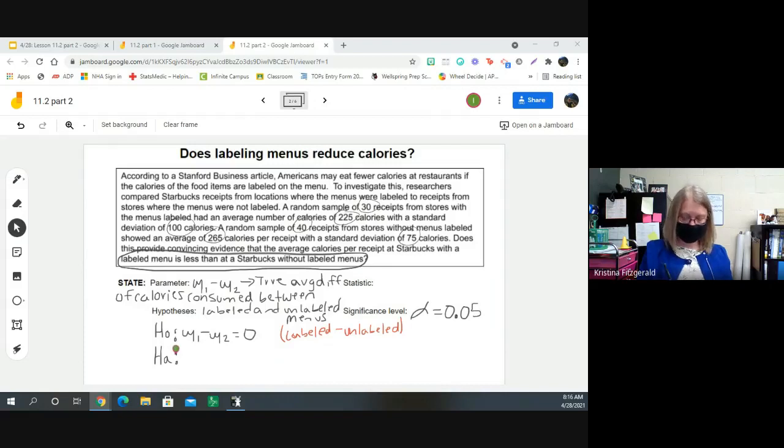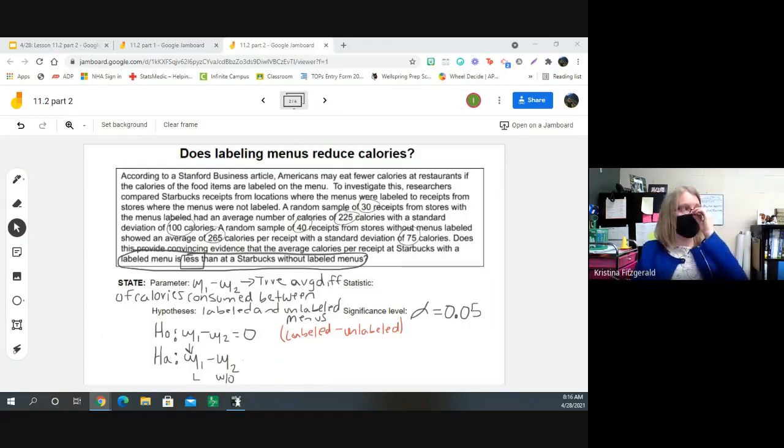For the alternative, I have to decide which way to put my sign. This is where you have to think mathematically for a second. It says the labeled menu is less than the unlabeled menu. So let's say group 1 is the labeled menu and this is without a label. If the labeled menu has fewer calories, that's going to be a lower number. So I have a small number minus a bigger number.